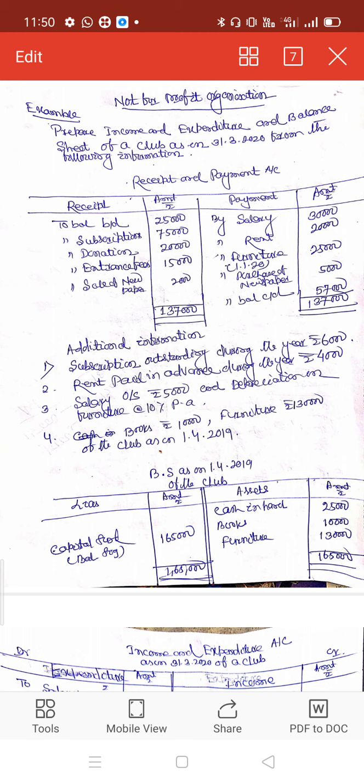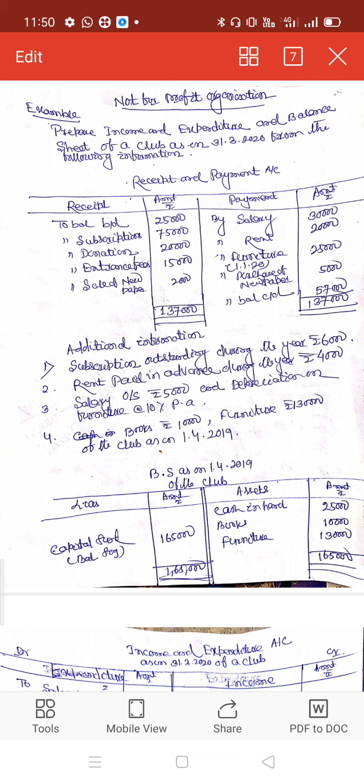Then you have to prepare the opening balance sheet with the help of the information, that is cash in hand 25,000, books 10,000, furniture 1,30,000, and on the liability side nothing is given. So the total amount 1,65,000 is directly transferred to the capital figure, that is the balancing figure. Here capital fund is not given, so you have to write capital fund.